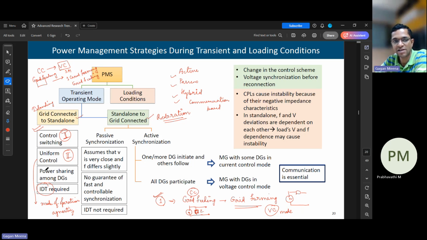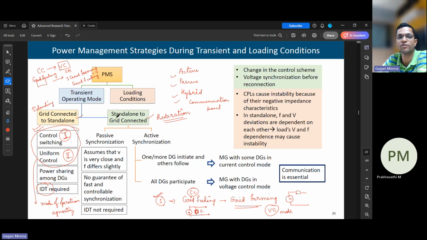And in the second strategy, because the mode of operation doesn't matter, the islanding detection is not required as such, but to have a uniform operation and to meet the requirement of the standards, it can be there. But in practice, it's not required. Okay, to improve the performance, islanding detection is there. And then in transition, there is also power sharing among the distributed generators. So these are the two main strategies here in the grid connected to standalone mode.